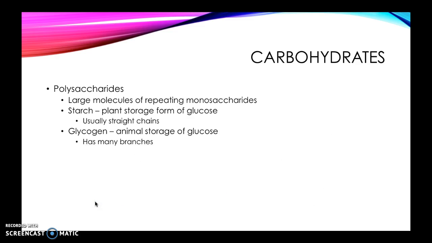A polysaccharide is a large molecule with a repeating monosaccharide unit. That monosaccharide is almost always glucose. We can find this in the form of starch and glycogen. Starch is the plant storage form for glucose and is usually found in long, straight chains. Glycogen is the storage form of glucose found in animals, including humans. It is a highly branched compound.